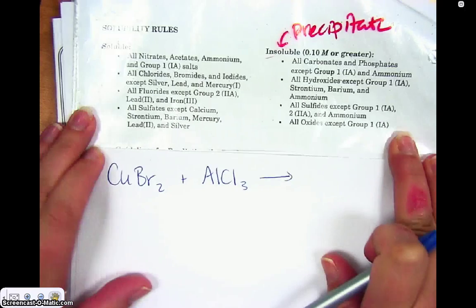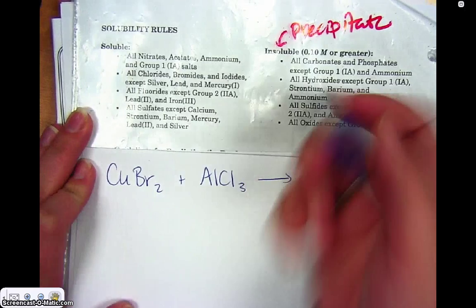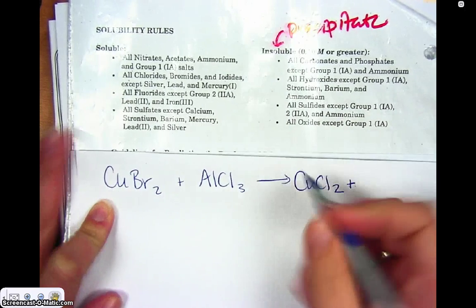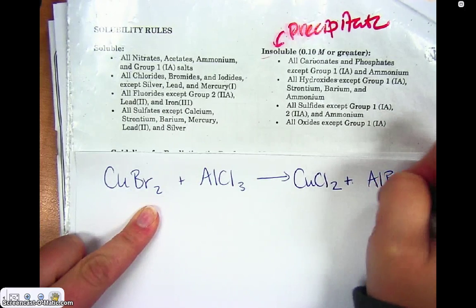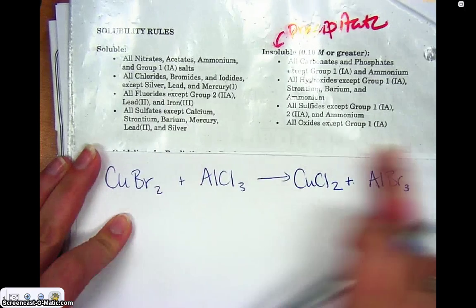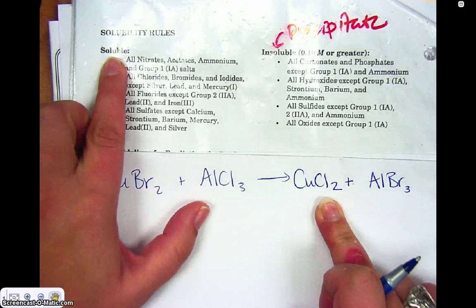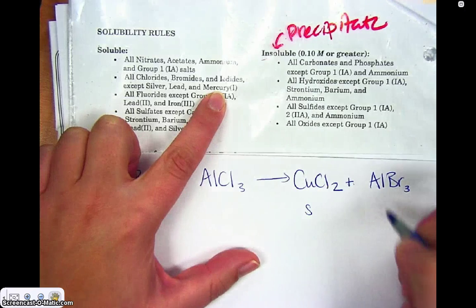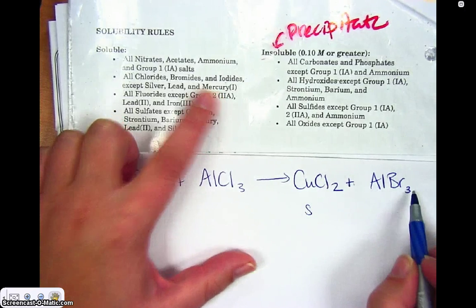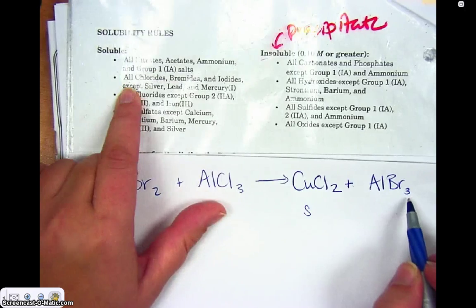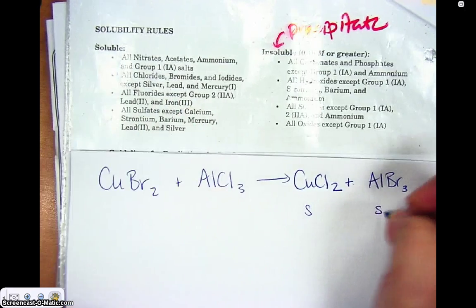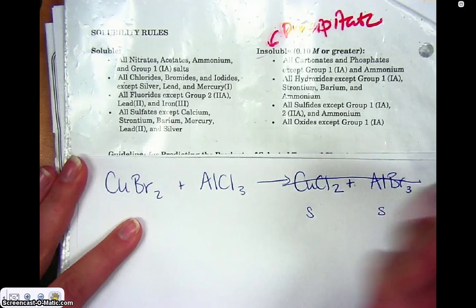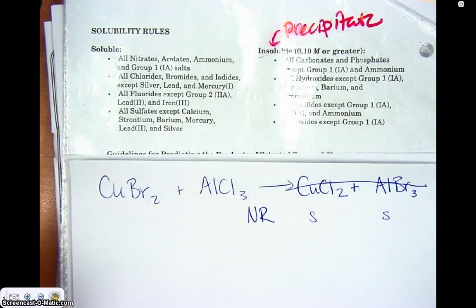So here we have copper bromide and aluminum chloride. Let's swap partners. That would be CuCl2, because copper is a +2 in this case, plus aluminum bromide, AlBr3. If I look here, I see copper chloride. All chlorides are soluble except silver, lead, and mercury. So that means that this one is going to be soluble in water. And then I've got aluminum bromide, and again, all bromides are soluble except silver, lead, and mercury. So this is soluble. So I have 2 soluble products. In this case, this is where I'd cross these out, and I would say that no reaction occurs.